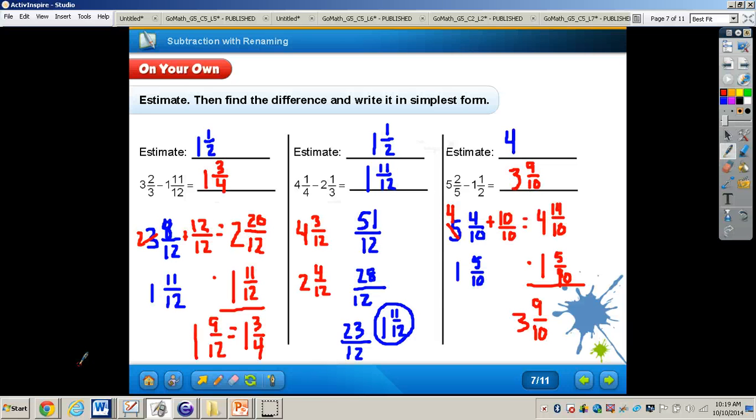Okay, here are the answers for these 3 problems. You can see that I did the different strategies for the 3 of them here. 1 and 3/4, 1 and 11/12, 3 and 9/10. Make sure you check your work, check your steps, and compare them to mine.